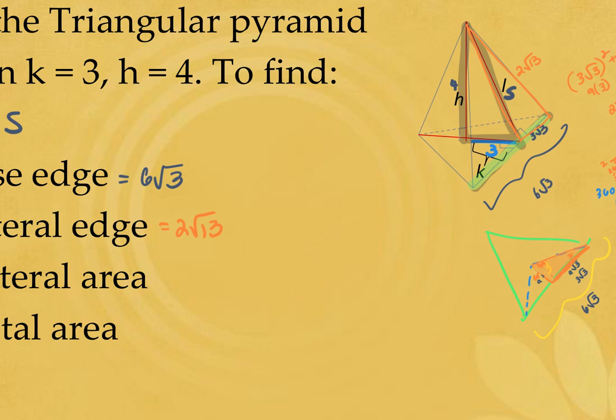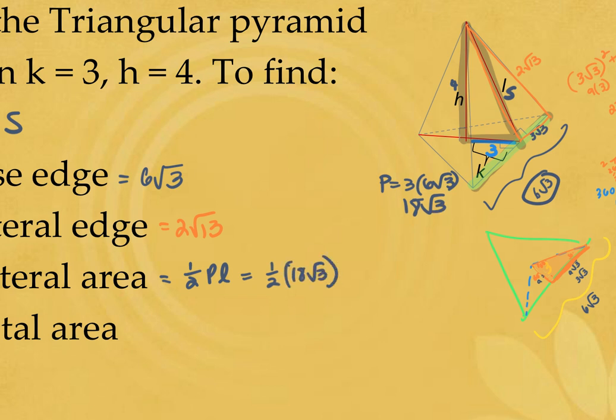Then you've got to find your lateral area. So 1/2 the perimeter of the base times the slant height. If the base is an equilateral triangle and one side length is 6 root 3, then the perimeter is going to be 3 times that. Nope, sorry, I wrote 3 instead of 6. That should be 6 root 3. 18 root 3. And then the slant height we found to be 5. So 1/2 of 18 is 9. 9 times 5 is 45 root 3.